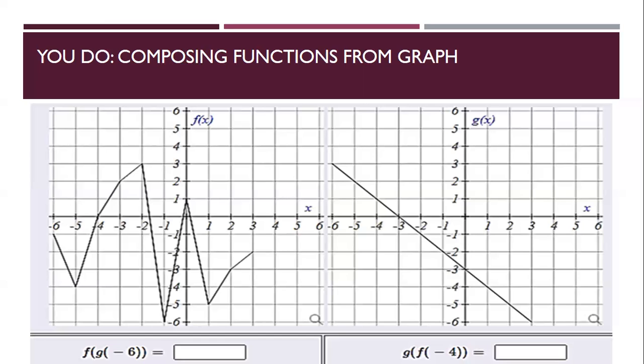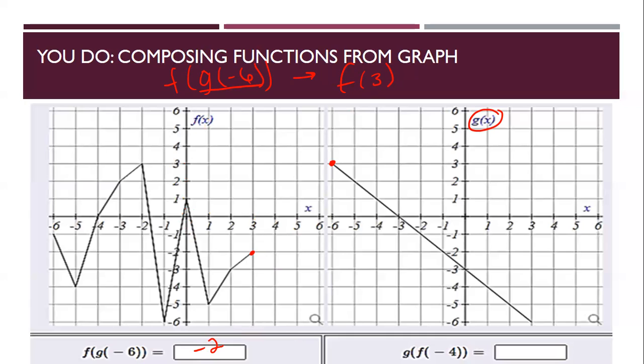All right, ready? Okay, so here we go. On our first one, we have F composed of G at -6. So I'm starting on the inside. I'm gonna go to graph G and go to X equals -6. And what is its output? 3. So that's gonna give me F of 3. So now I'm gonna go to graph F and go to X equals 3. And what is its output? -2. So my final answer is -2.